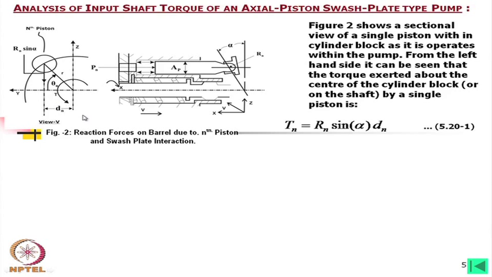No, Dn is the torque arm itself, and Rn sin alpha is the force in this direction. Okay, so I made a mistake, because I was thinking that Dn was the pitch circle diameter which we have used here, but in this nomenclature it is considered that Dn is the torque arm itself. Okay.